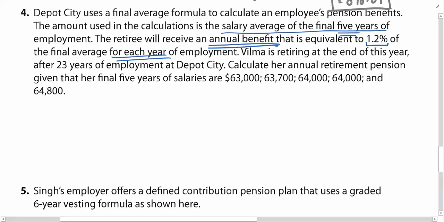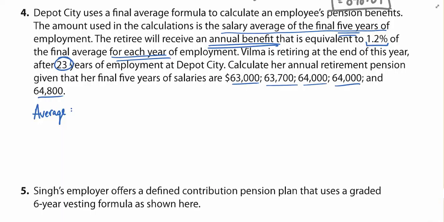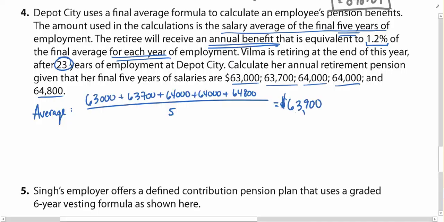Thelma is retiring at the end of this year after 23 years of employment at Depot City. So we can calculate her retirement pension now that we see how much she made during her last 5 years of work. So first things first, let's get the average of these 5 numbers. Please pause the video and find the average now. And you should have found that the average salary for the last 5 years is $63,900.